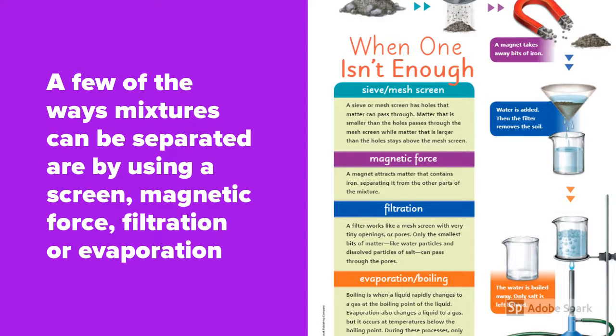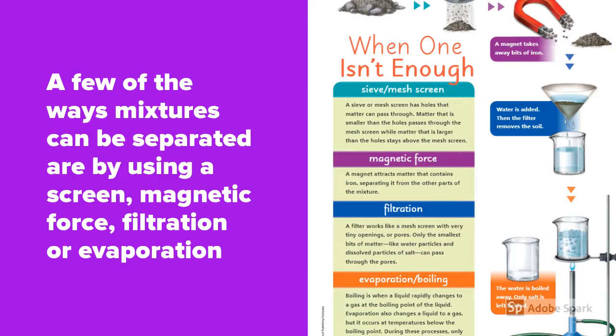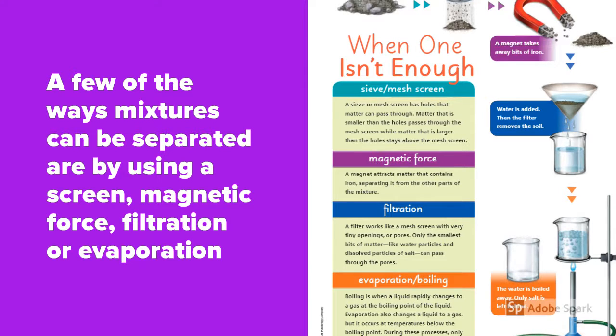Magnetic force. A magnet attracts matter that contains iron, separating it from other parts of the mixture. So, a magnet can take away bits of iron, as seen in the picture on the top of page 619. Filtration. A filter works like a mesh screen with very tiny openings or pores. Only the smallest bits of matter, like water particles and dissolved particles of salt, can pass through the pores. Think of it like a coffee filter. That's filtration.